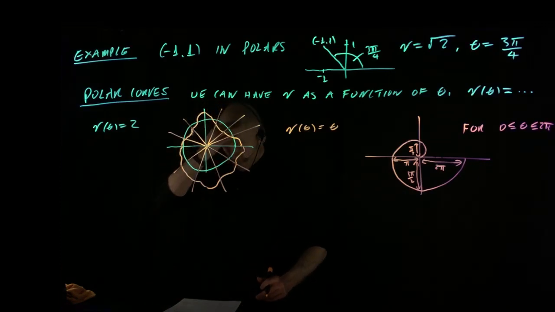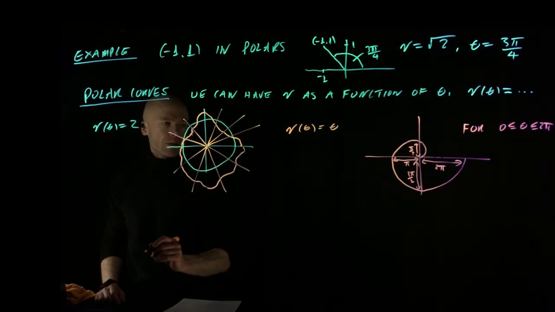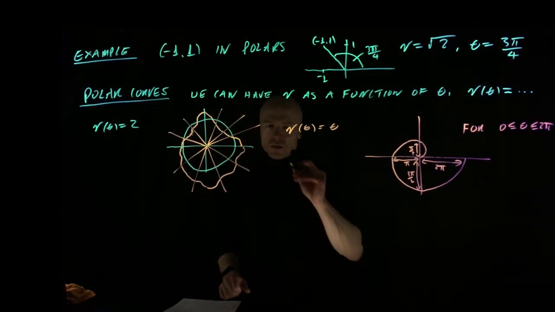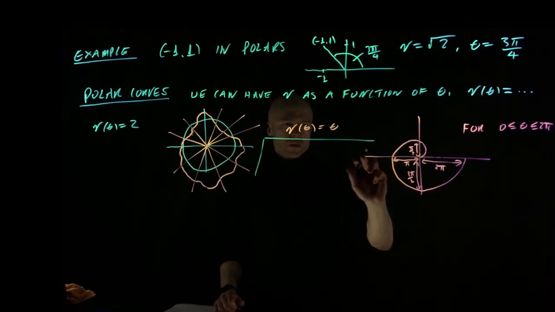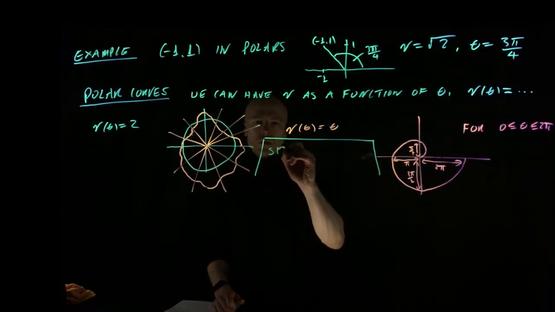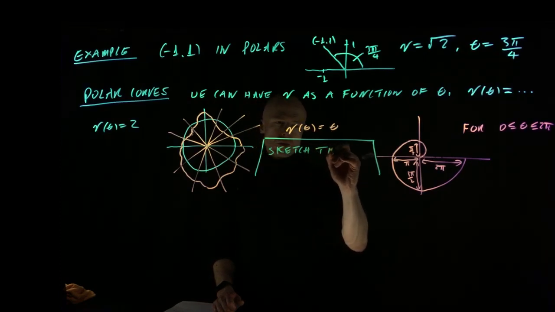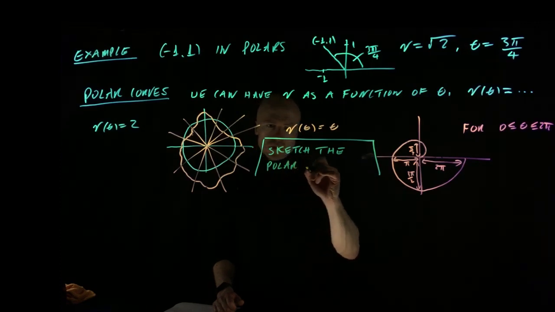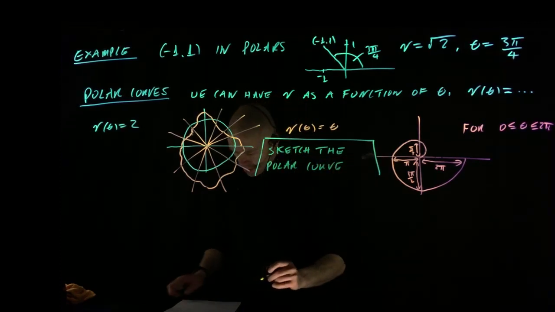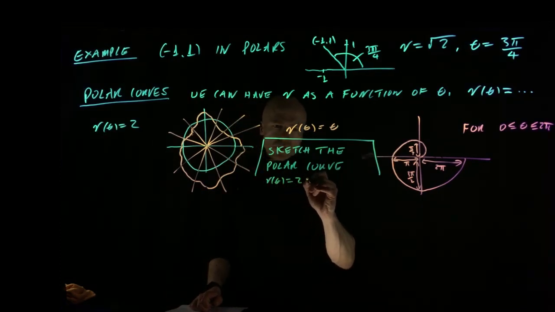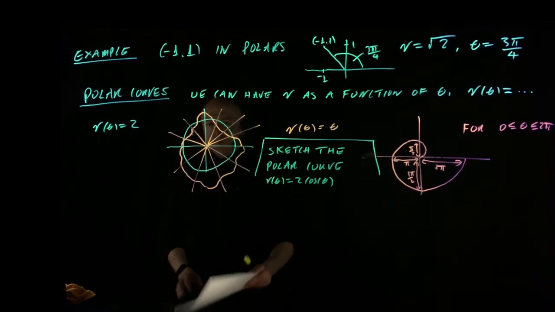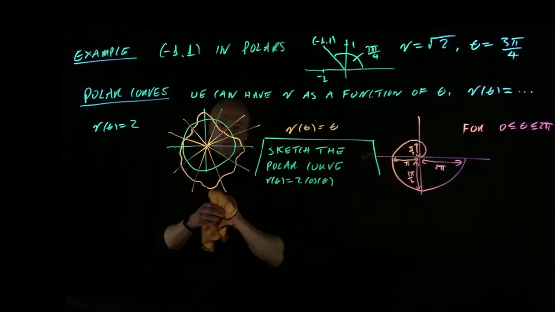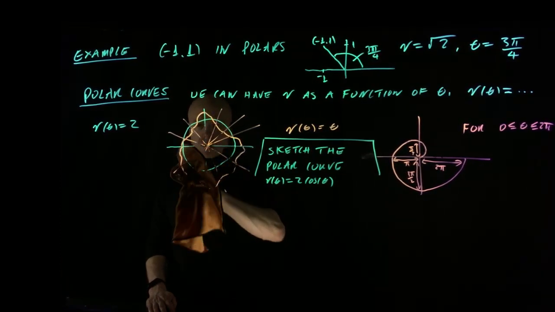So let's do the following example. I might run out of space, let me put things here. So, sketch the polar curve given by r of theta equals 2 cosine of theta. Okay, so I'm going to give myself some space because this can be a job.